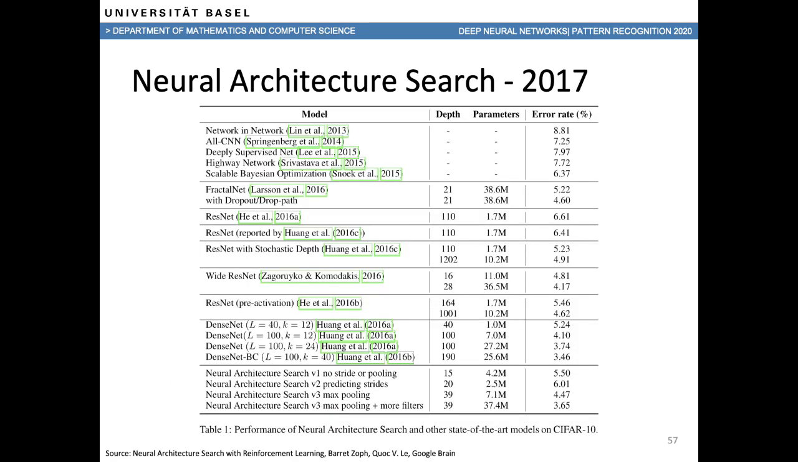But if we look at the overview of how good these neural architecture searches then perform, then we see that even the best one, version 3 with max pooling and some more filters, in fact it's just comparable to this DenseNet here from 2016. So it just gets a comparable result.